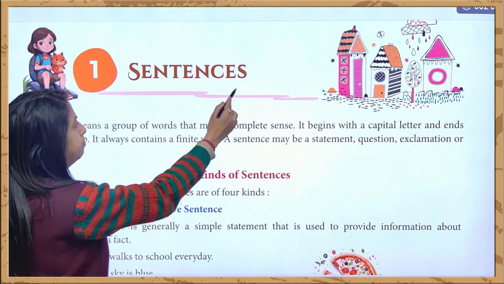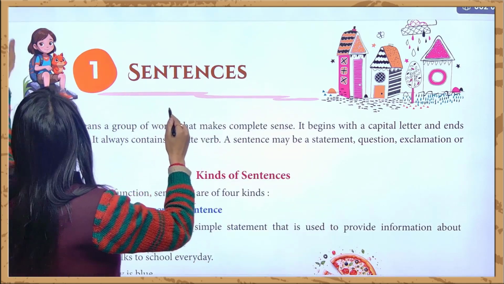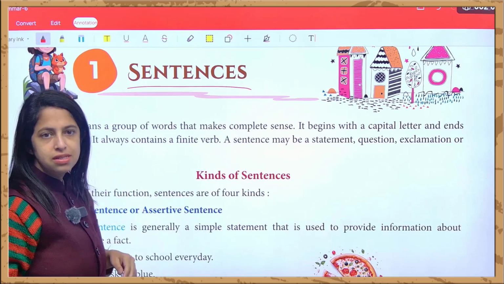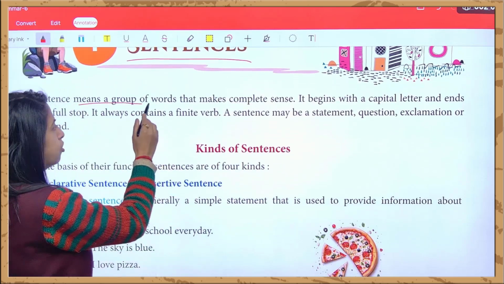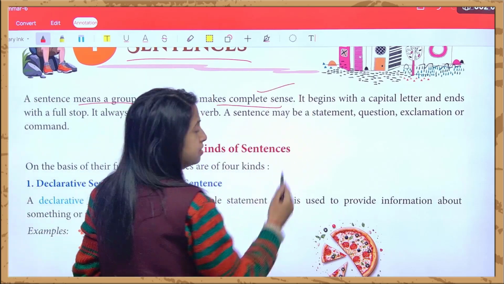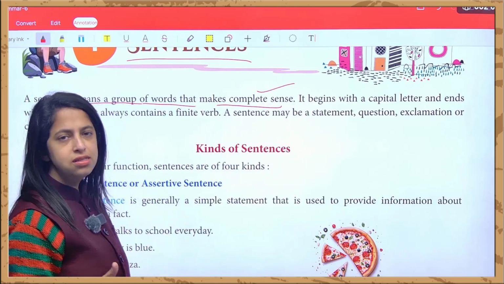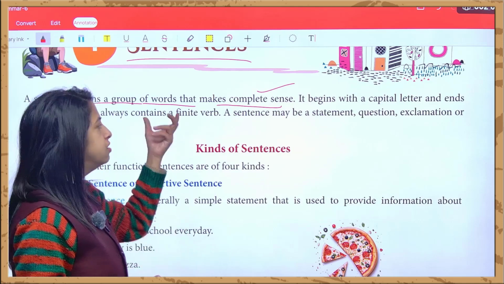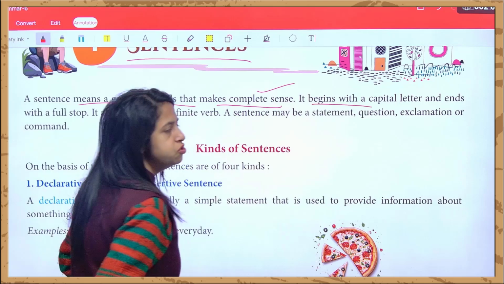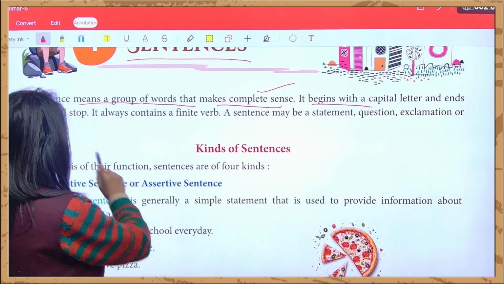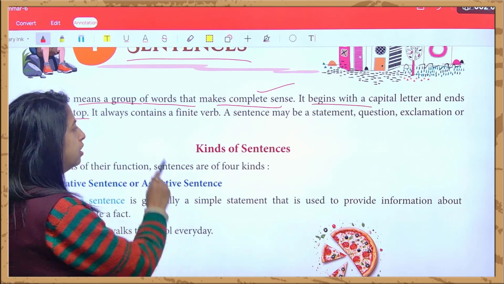The title of our chapter is sentence, right? And what do you mean by sentence? A sentence means a group of words that makes a complete sense. I already explained what a sentence is. It always begins with a capital letter and ends with a full stop, right? And it always contains a finite verb.